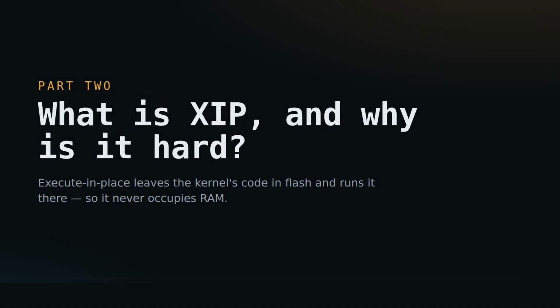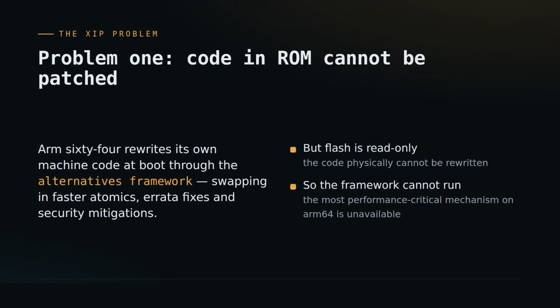Execute in place breaks that assumption. The idea is simple. Leave the kernel's code in flash and run it directly. It never occupies RAM at all. This matters for deeply embedded devices. They have plenty of cheap flash, but only a tiny amount of RAM. ARM32 and RISC-V have supported this for years. ARM64 did not. The first problem is fundamental.